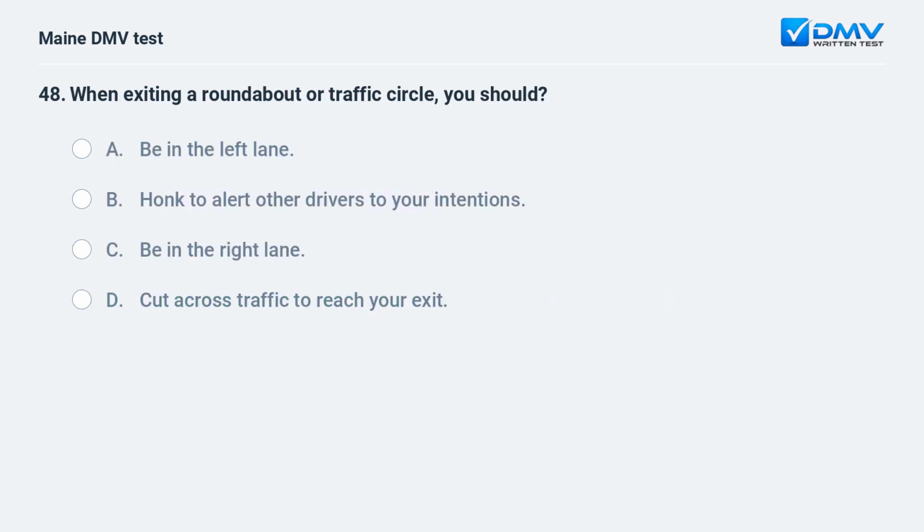When exiting a roundabout or traffic circle, you should A. Be in the left lane. B. Honk to alert other drivers to your intentions. C. Be in the right lane. D. Cut across traffic to reach your exit.